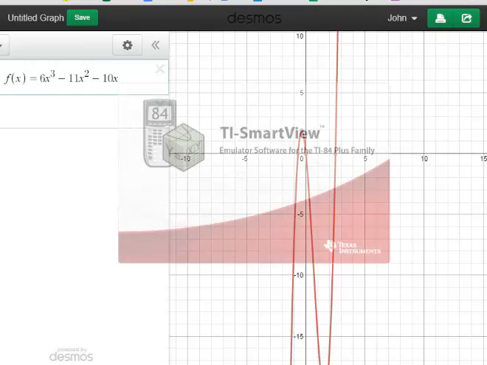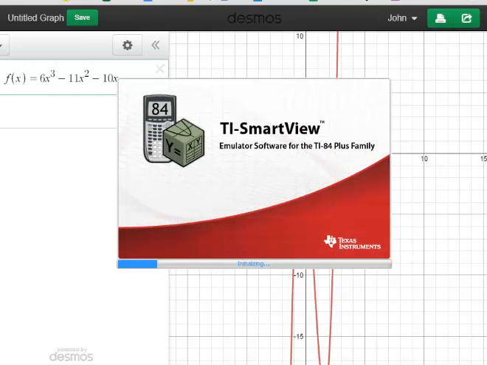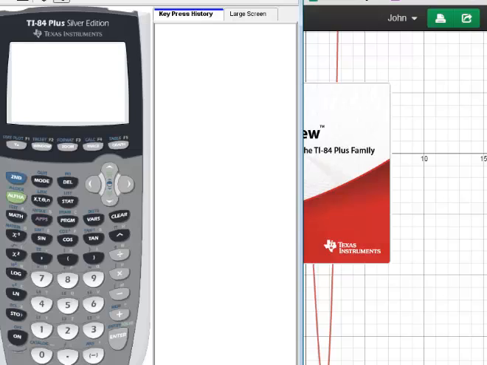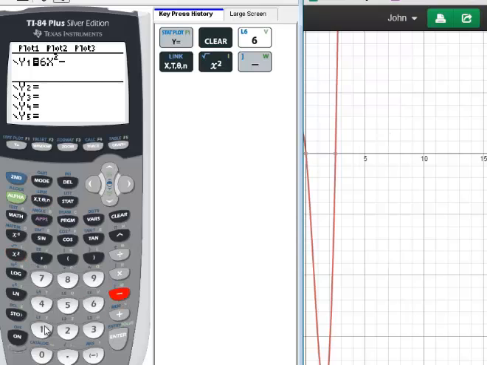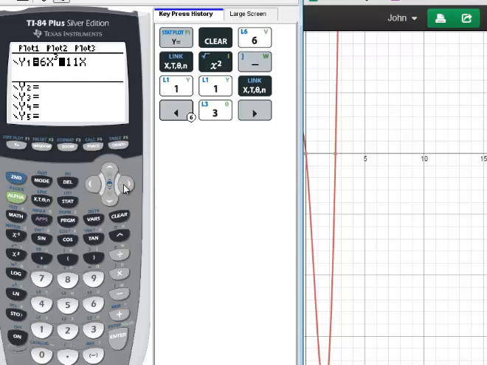So we'll put that function into the graphing calculator. And we'll put the equation in as 6x squared minus 11x, sorry, this should be 6x cubed minus 11x squared plus, or I'm sorry, minus 10x.